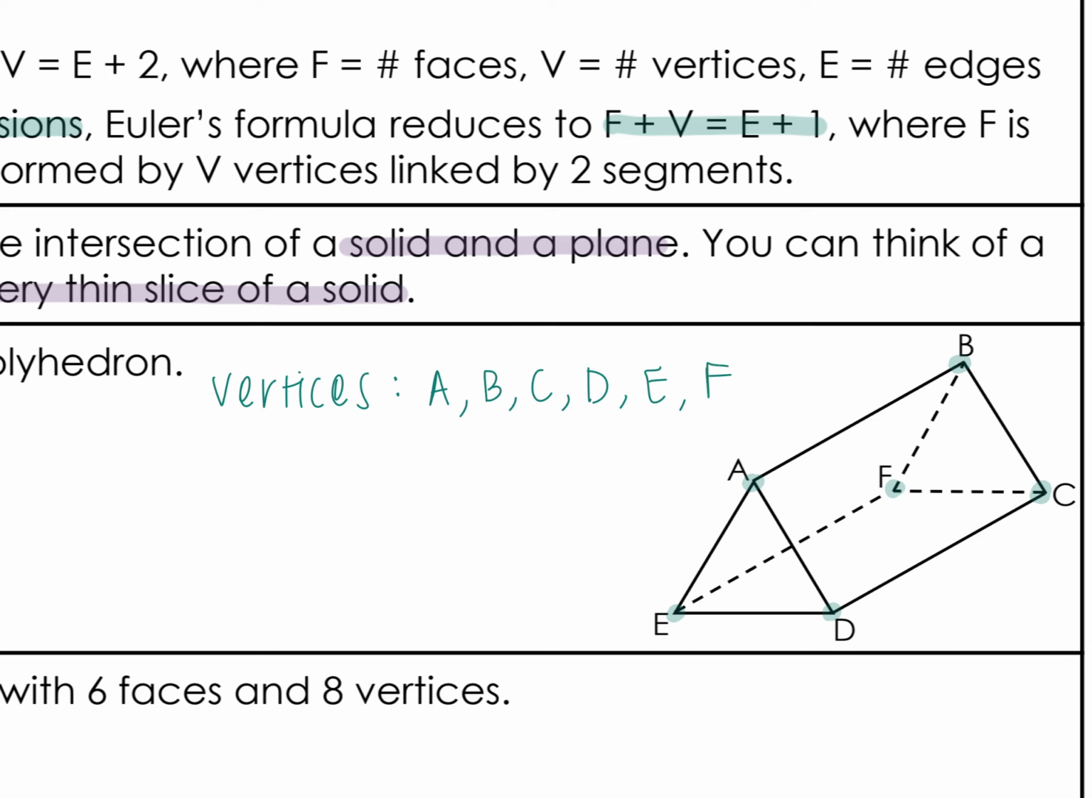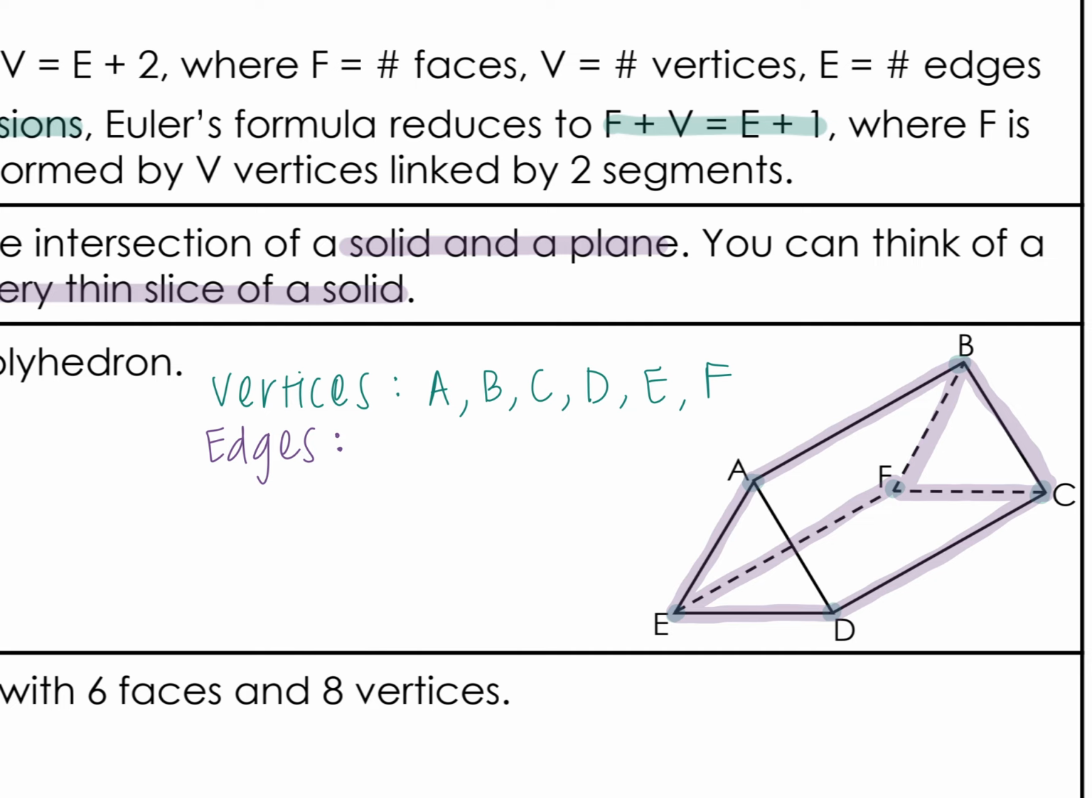Then let's move into our edges. Our edges are going to be our segments that are formed where two faces intersect. An example here could be from A to B. That's going to be an edge. Then we have B to F, F to C, B to C, C to D, E to F, A to E, and lastly, we'll have E to D.